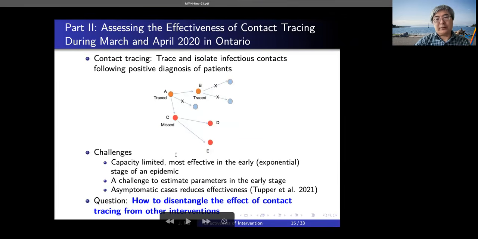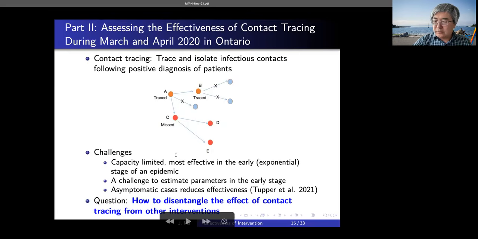And we want to estimate things like that: how effective contact tracing is as a control measure in North America, in Canada. And it's a hard problem because contact tracing is capacity limited. You can't do effective contact tracing when there are millions or thousands of cases per day. But at the early stage, again, we really only have this exponential growth rate, but we also have contact tracing.